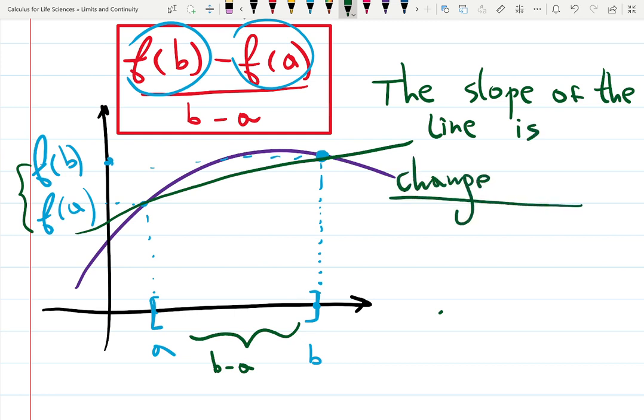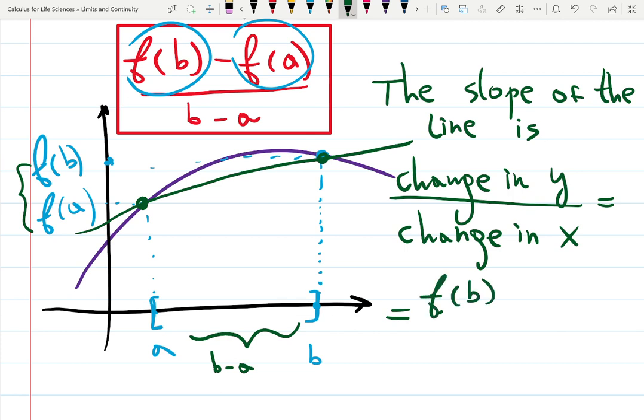Change in output, let's call it y, over change in input, let's call it x. So it's exactly what we're talking about. So those two definitions match. The slope of the line will match with the average rate of change, say, of your grades. So that's kind of the idea here, which is f of b minus f of a over b minus a.